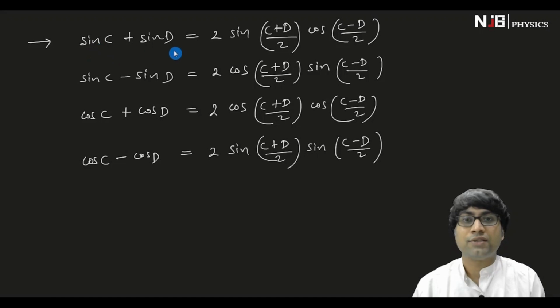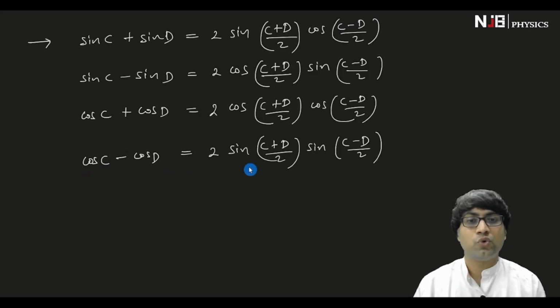The first is sine C plus sine D, which is equal to 2 times sine of C plus D by 2 cos of C minus D by 2. Similarly, sine C minus sine D will be 2 times cos C plus D by 2 sine C minus D by 2. Cos C plus cos D is equal to 2 times cos of C plus D by 2 multiplied by cos of C minus D by 2. And finally we have cos C minus cos D is equal to 2 times sine C plus D by 2 into sine of C minus D by 2.